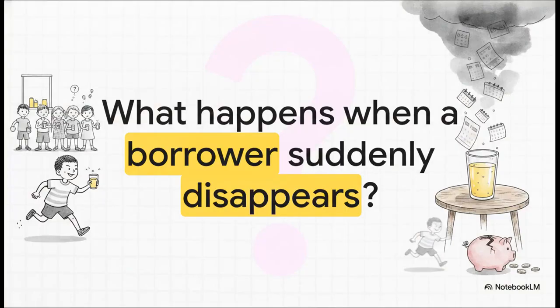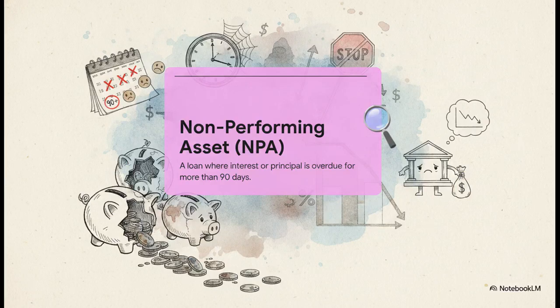Let's say you gave out your lemonade to 10 kids on credit, completely expecting them to pay you back tomorrow. 9 of them do, but one kid, let's call him Bunty, takes his lemonade and just vanishes. Days turn into months, and it dawns on you. You are never getting paid for that drink. In the banking world, that missing kid is called a non-performing asset, or NPA. Specifically, we're talking about a loan where either the principal or the interest has gone completely unpaid for more than 90 days. The second a loan hits that exact 90-day mark, the bank just has to face the music. It stops accruing interest, and it's officially slapped with the bad loan label.